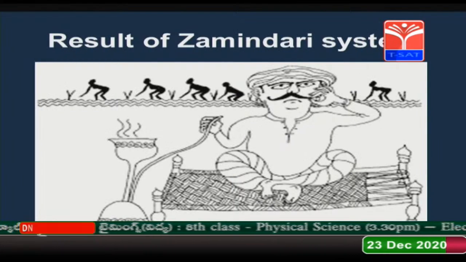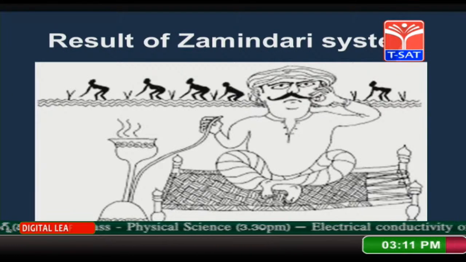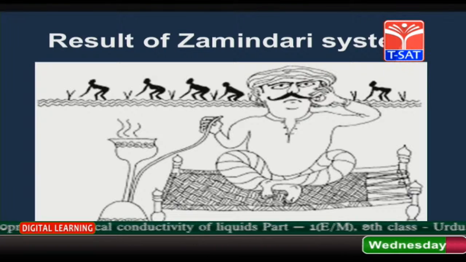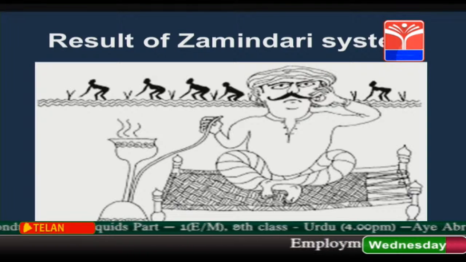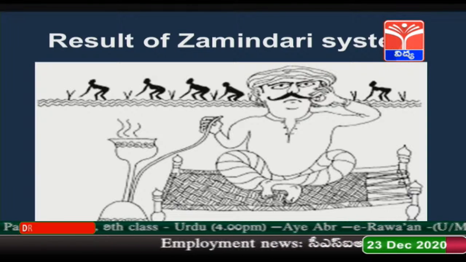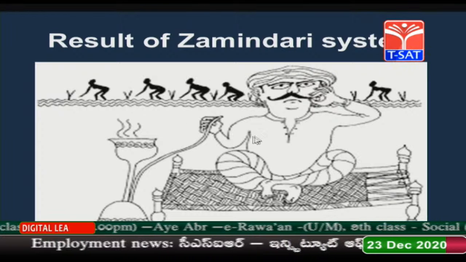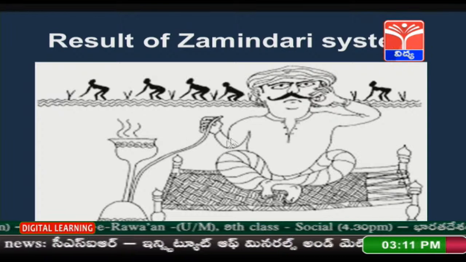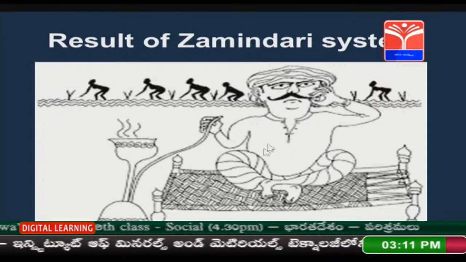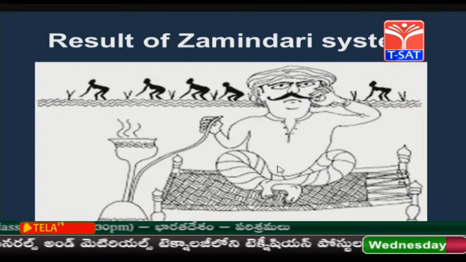Result of the jamindari system. Lord Cornwallis introduced the jamindari system in which region, Amma? In the Bengal region. Then what is the outcome of that jamindari system? What is the result of that jamindari system? We are going to learn that in the next coming slides.